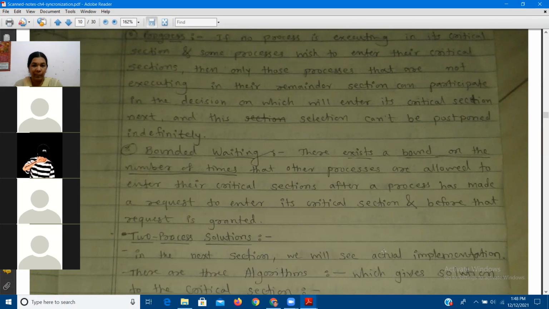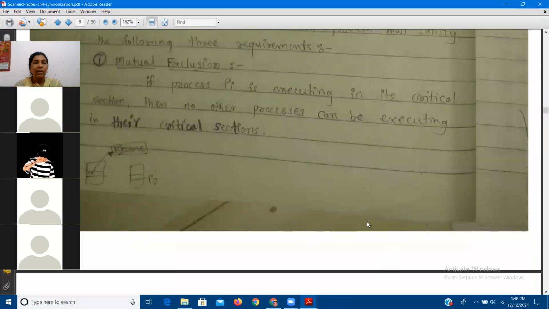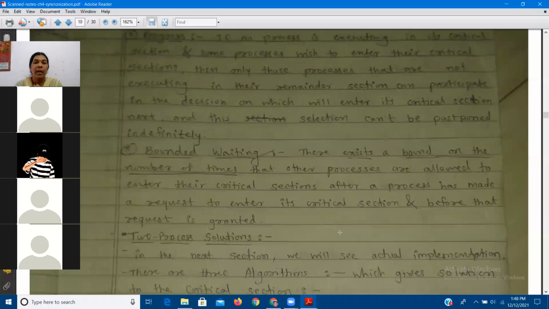Right? So this is called bounded waiting. Whatever solution is provided to the critical section problem, that solution should satisfy the third condition, that is bounded waiting. So in total 3 conditions are there. The first one is called mutual exclusion, the second one is called progress, and the third one is called bounded waiting.